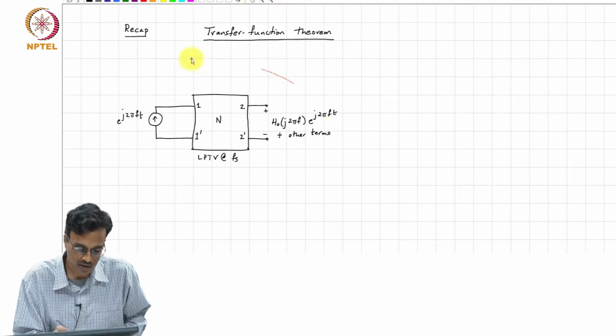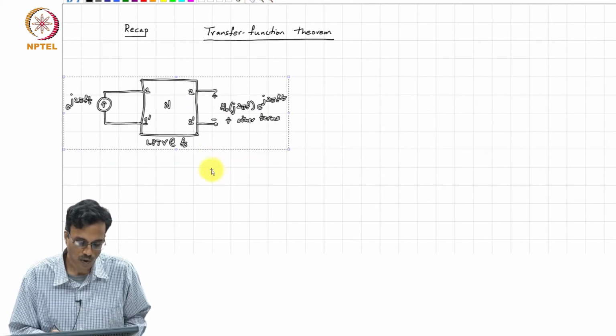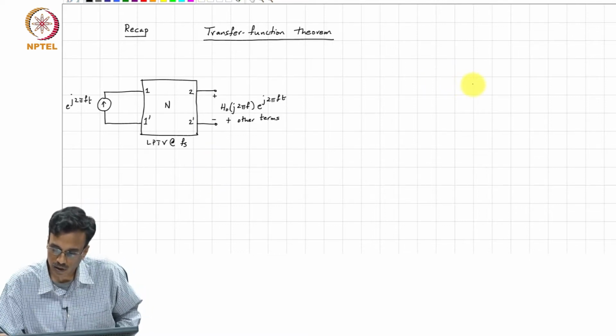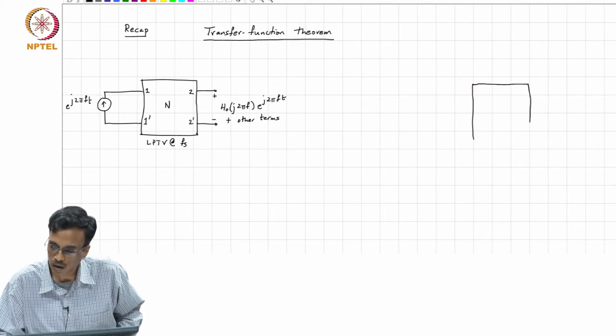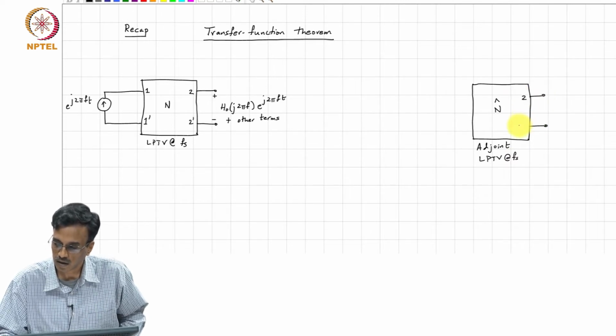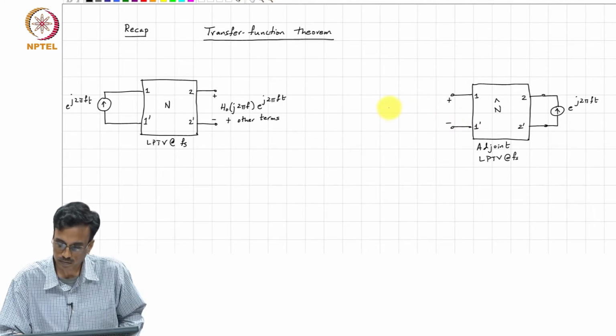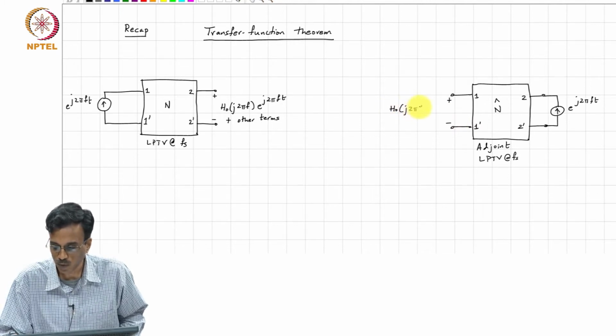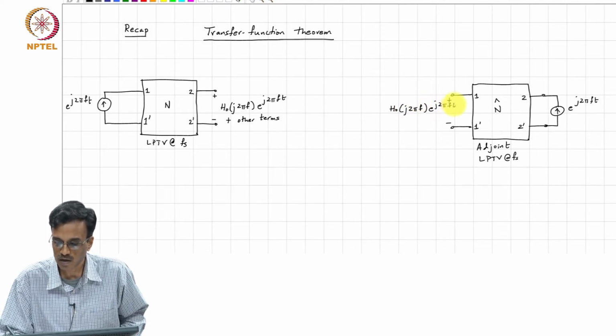And what we found yesterday was that if you created the adjoint network, which is also LPTV at Fs, and you excited the output port with e to the j 2 pi f t, the voltage developed at the frequency f across the input port will be H 0 j 2 pi f e to the j 2 pi f t plus other terms.